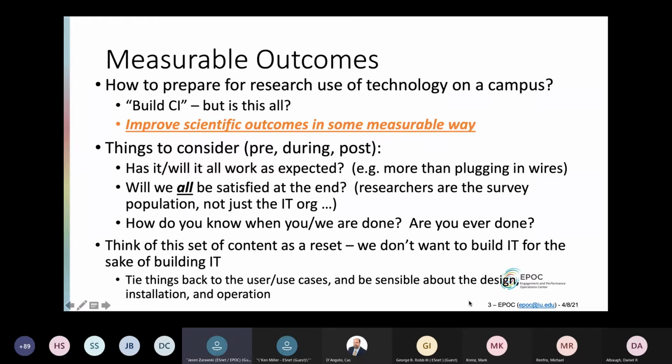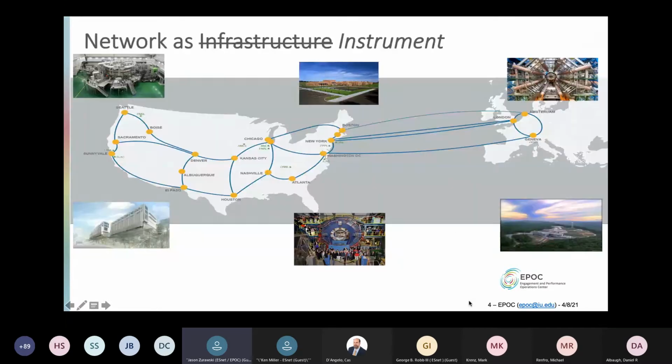because it's always just going to be a work in progress? So this content is not meant to necessarily be a build from the bottom. It's a bit of a reset. We don't want to build IT for the sake of building IT. We want to tie these things back to the use cases. And to that end, this was a slide that our old ESnet director, Greg Bell, was very fond of sharing, and I still continue it to this day because I think it makes a lot of sense: the network isn't just infrastructure anymore.